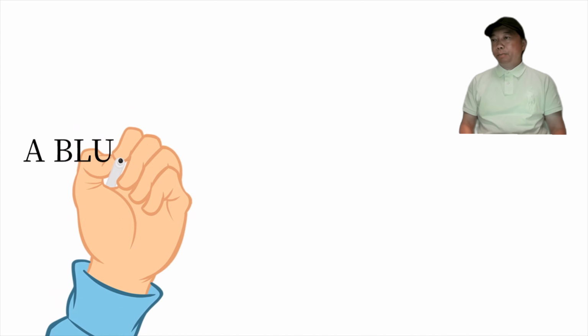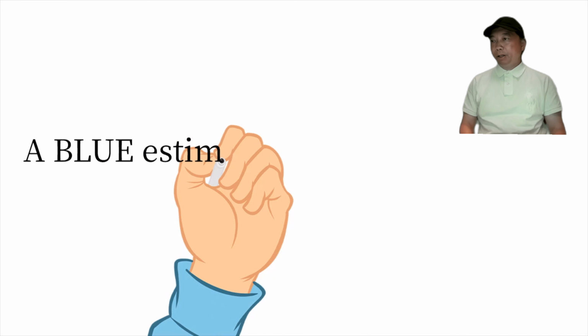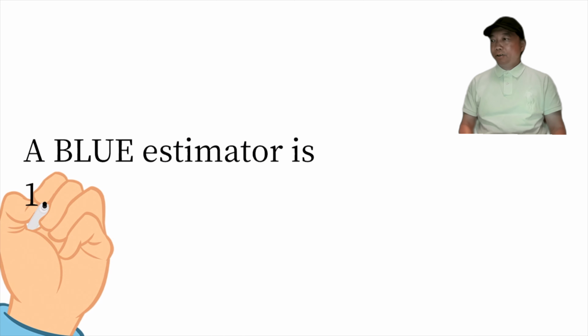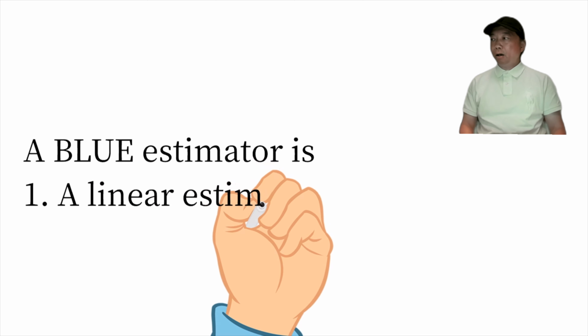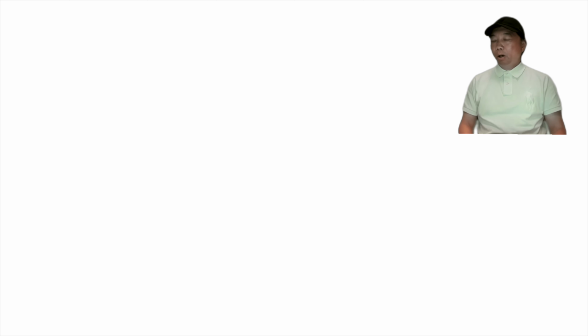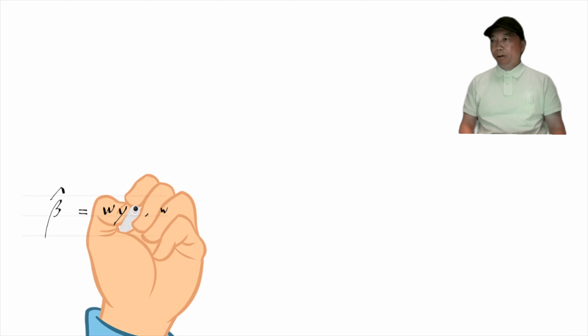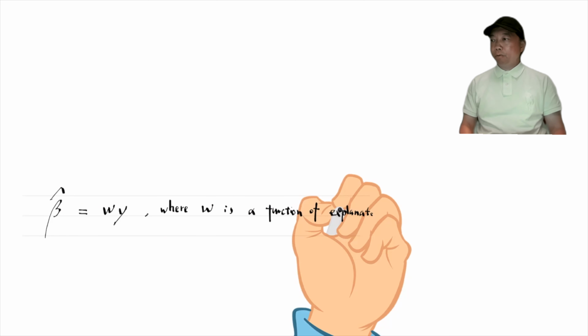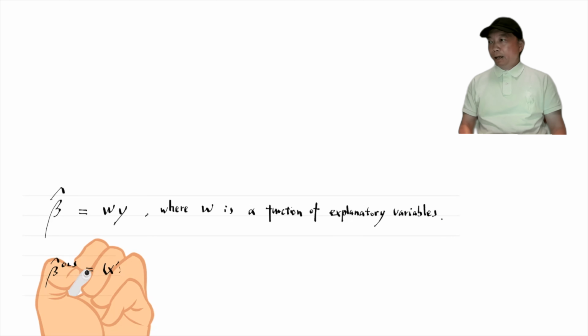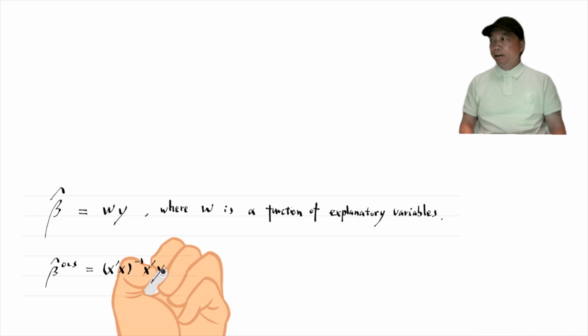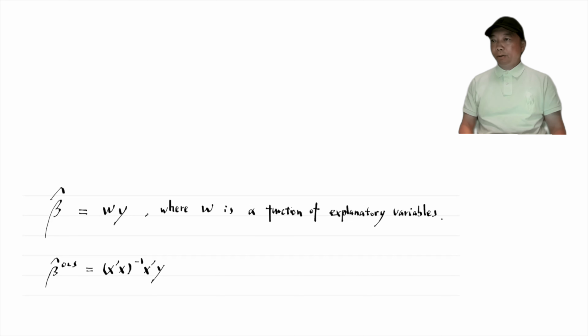A BLUE estimator is a linear estimator. A linear estimator can be written as a linear function of the data on the outcome variable, where the matrix W is a function of explanatory variables. We can see the OLS estimators are linear from its expression.